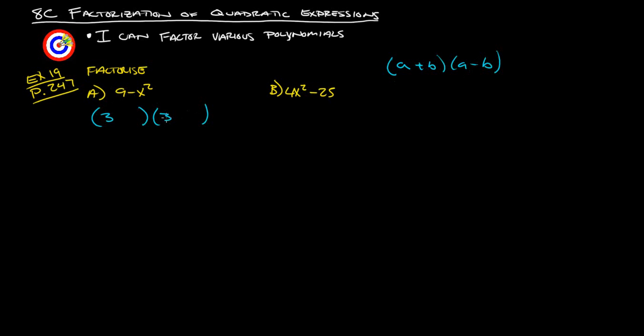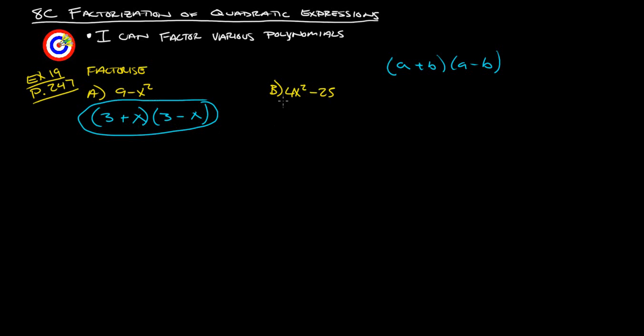So 3 times 3 will give us 9, and then the square root of x squared is x. There's our x and our x. One of them is positive, one of them is negative, because you have to multiply together to get a negative number, so a positive times a negative gives us our negative x squared. Okay, so again, if you FOIL this out, you would get 9, then minus 3x, and then plus 3x, which would reduce out, and then positive x times negative x, which is your negative x squared, so you get your 9 minus x squared.